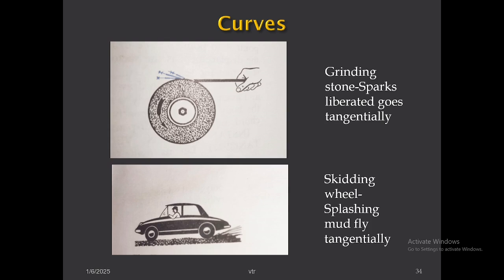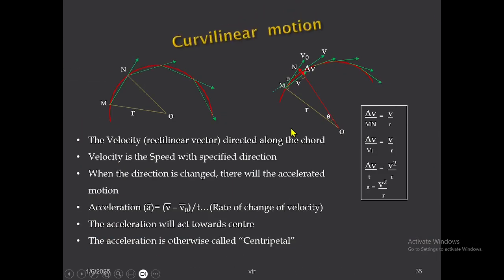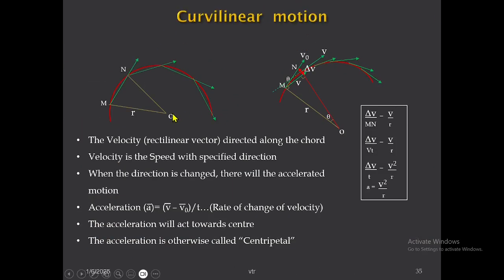We can discuss further. See here, this is a curved path, and there is a movement of a body on the curved path. Suppose we take the 2 points M and N.